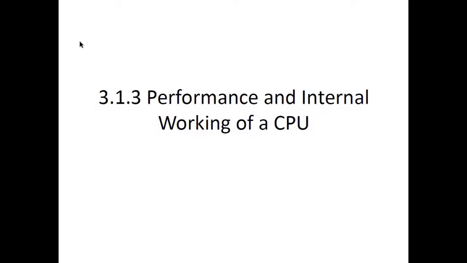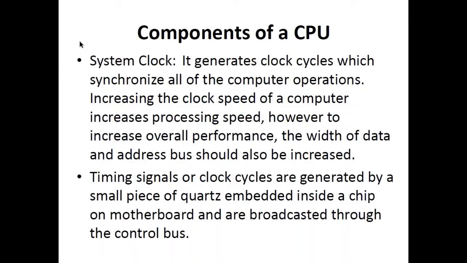Today we would be discussing section 3.1.23, performance and internal working of a CPU. Components of a CPU. In the last lecture we discussed that according to architecture there are three main components of a processor or a CPU: ALU, arithmetic logic unit, CU, control unit, and MU or memory units, which consist of many registers.